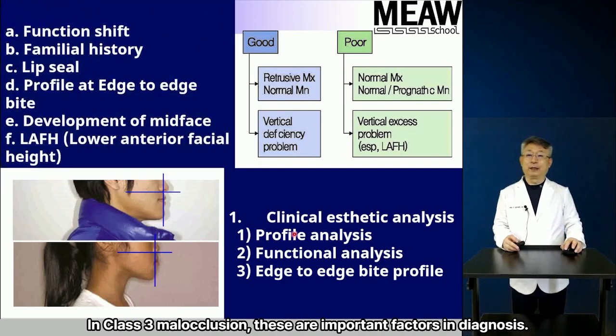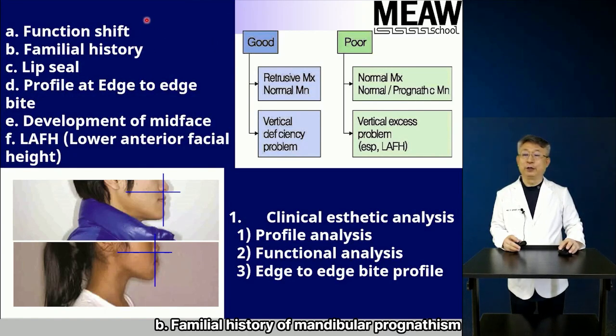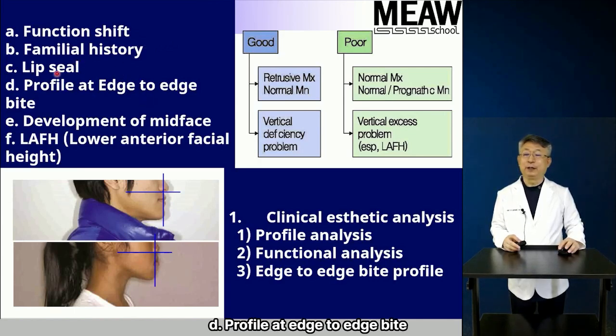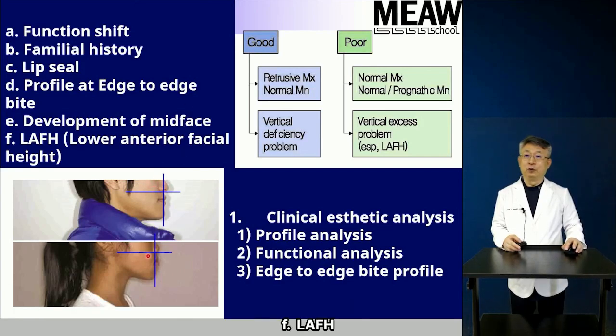In Class 3 malocclusion, these are important factors in diagnosis. A. Capability of functional shift to edge bite. B. Familial history of mandibular prognathism. C. Lip seal. D. Profile at edge-to-edge bite. E. I pay close attention to the development of zygoma midface, because many patients with retruded zygoma possess retrognathic maxilla. F. LAFH.